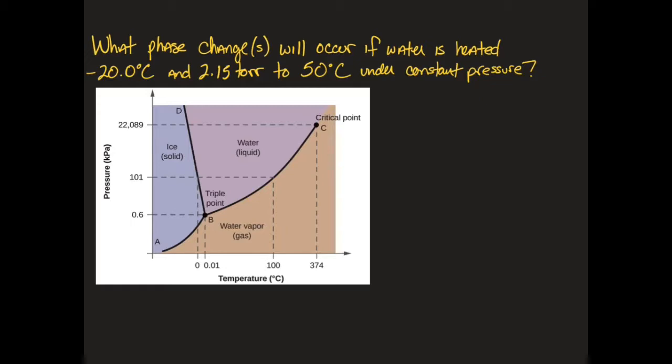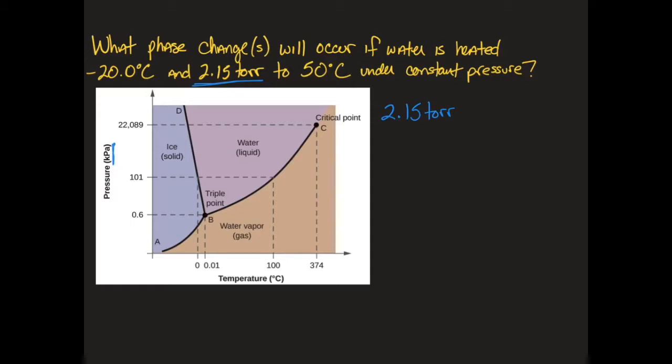So the first thing that we should notice here is we have a pressure here, 2.15 torr, and our pressure on our phase diagram is in kilopascal. So we do need to bring those two things into alignment. We need to do a unit conversion, and it's much easier just to convert that 2.15 to kilopascal versus trying to read the graph and convert those numbers to torr. So that's what we're going to do. So we're going to take 2.15 torr and convert to kilopascal.